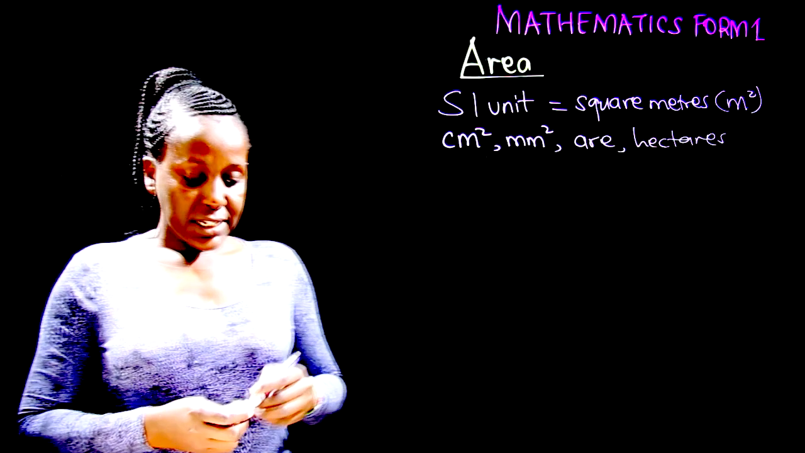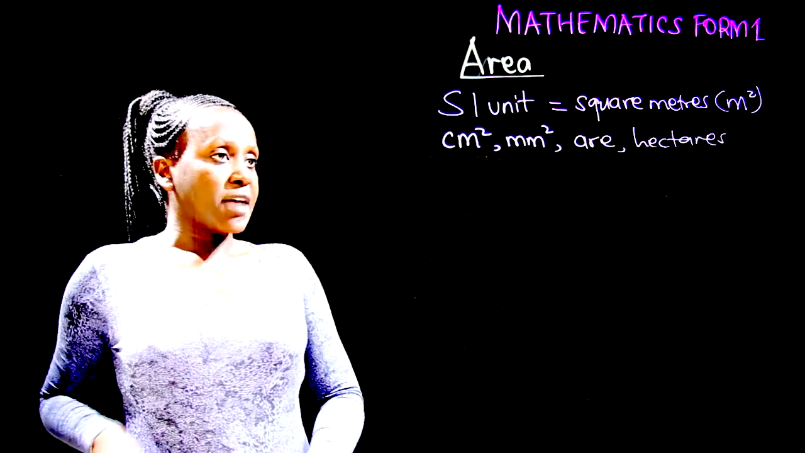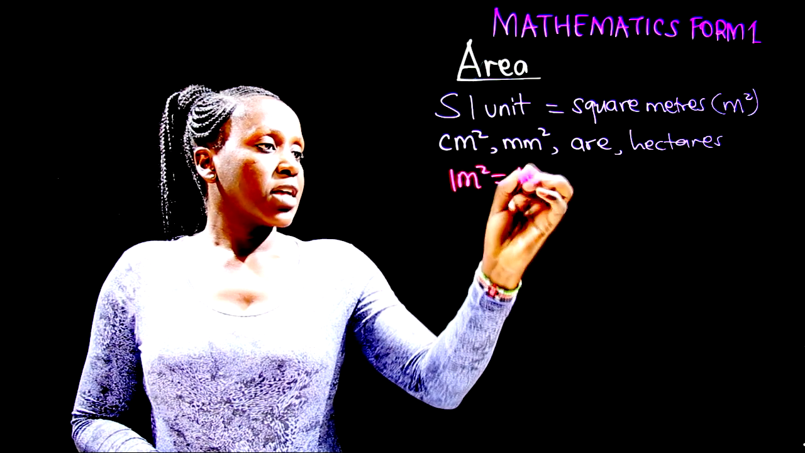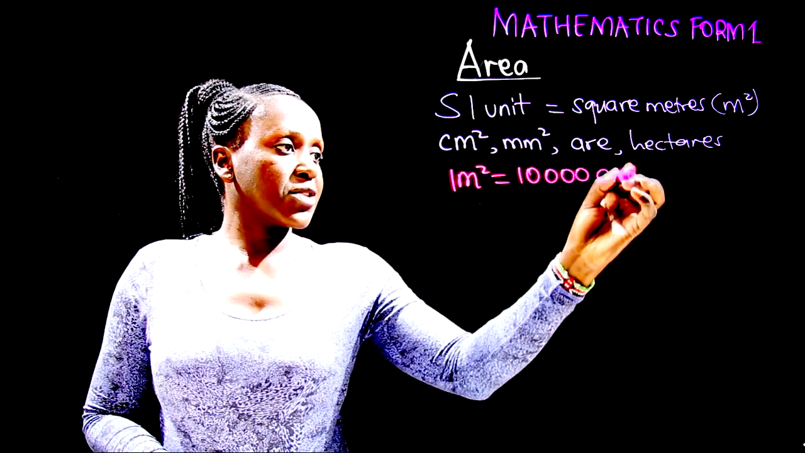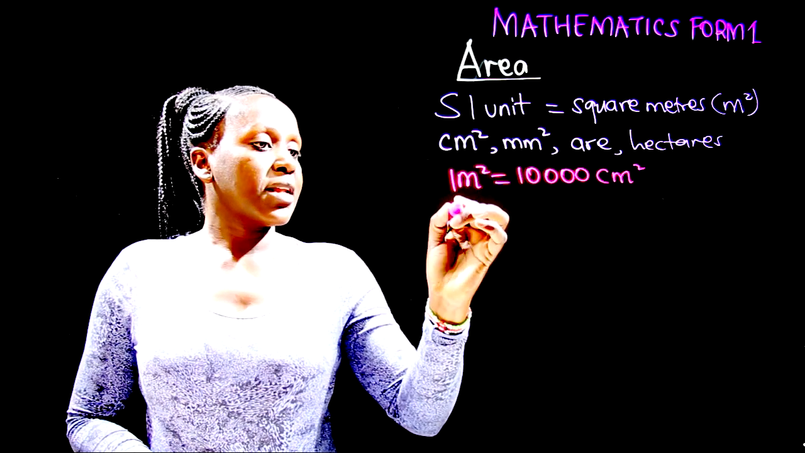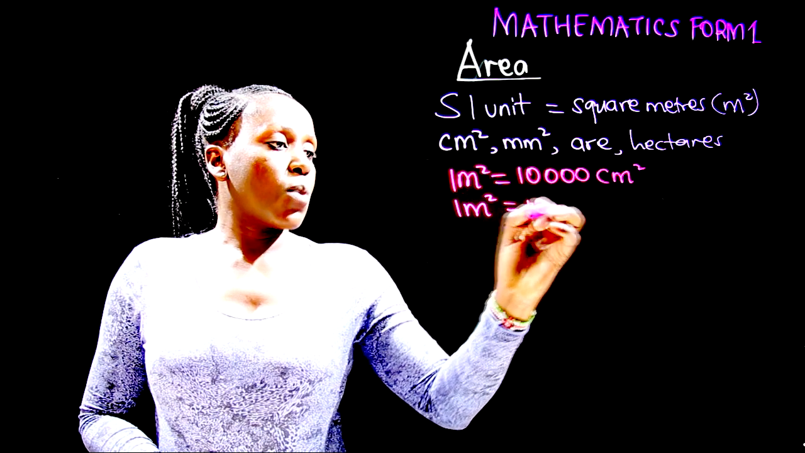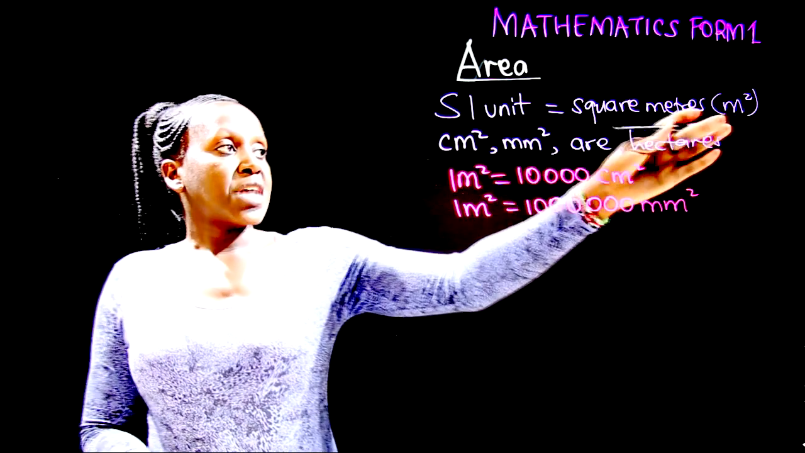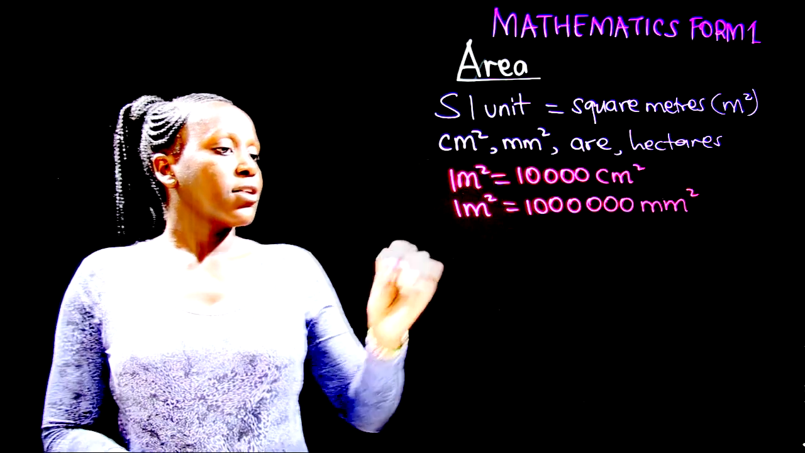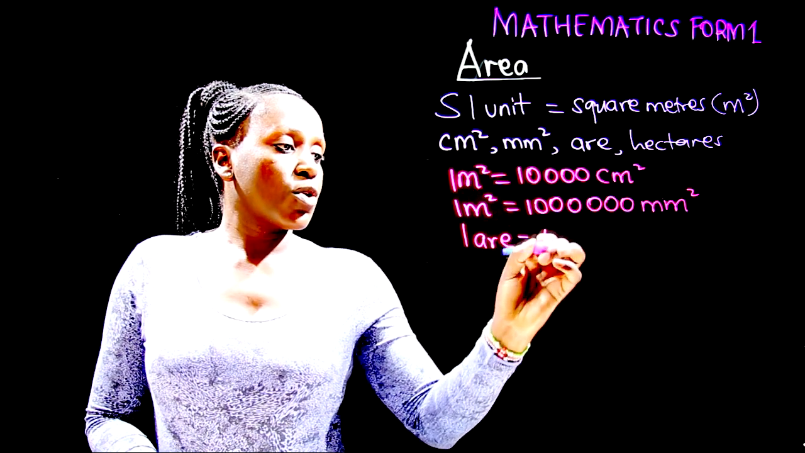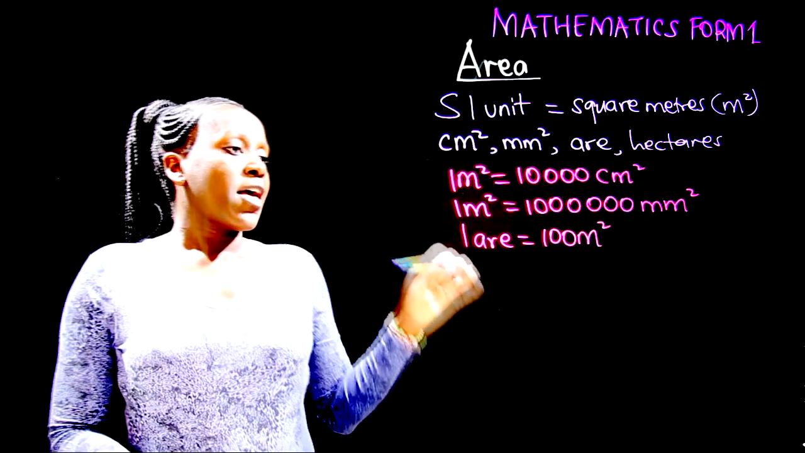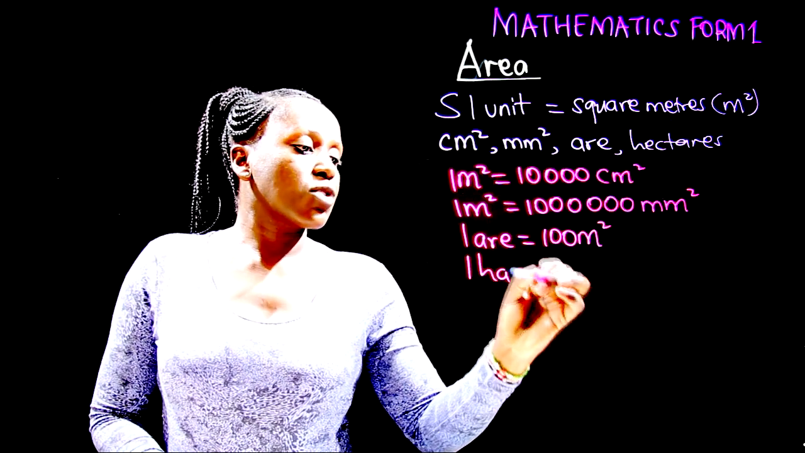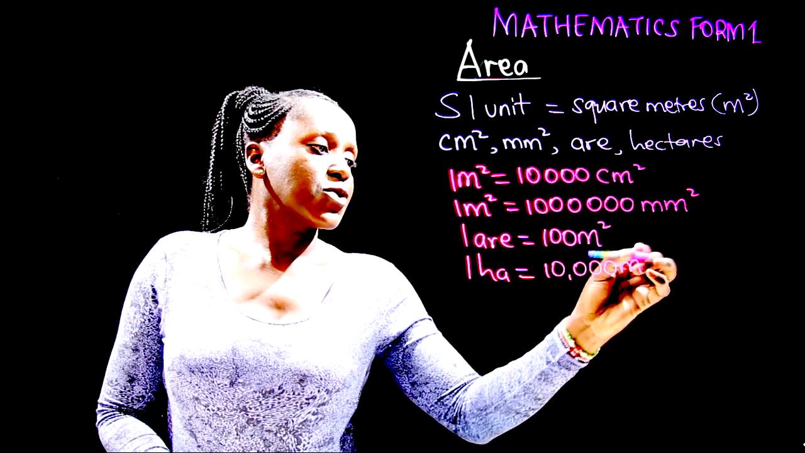So how do these units relate? You're going to start with meter squared as compared to centimeter squared. So 1 meter squared is equal to 10,000 centimeters squared. Then meter squared and millimeter squared, 1 meter squared is equal to 1 million millimeter squared. Then between meter squared and are, 1 are is bigger, so 1 are is equal to 100 meters squared. Then 1 hectare is also bigger than a meter squared, so 1 hectare is equal to 10,000 meters squared.